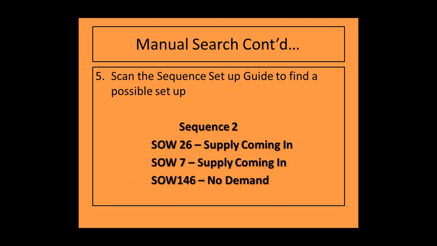You also want to scan the sequence setup guide to find a possible setup. Now, that refers to the book that I was just talking to you about, The Complete VSA Sequences Explained, which you can email me and I will give you a free copy if you don't already have it. It starts on page 16 of the PDF, and I gave you just an example. When I showed you the chart 2 slides ago, what I had was supply coming in more than once. So I scanned and I looked on page 16 and I found sequence 2. Supply coming in, no demand. So there's something I can keep in the back of my mind as I'm trying to look for trade setups.